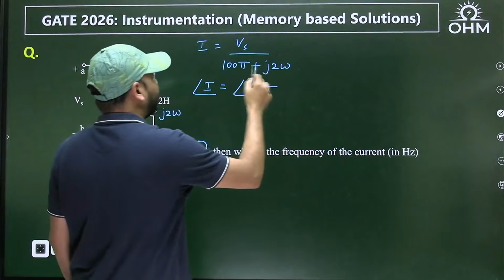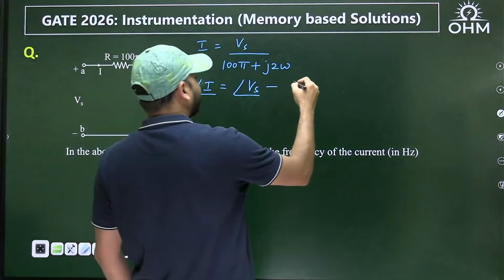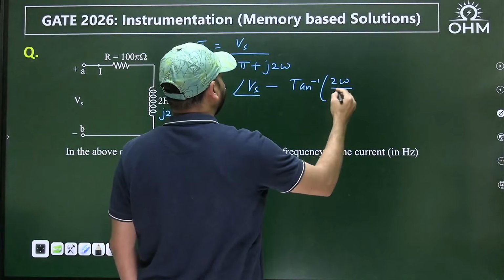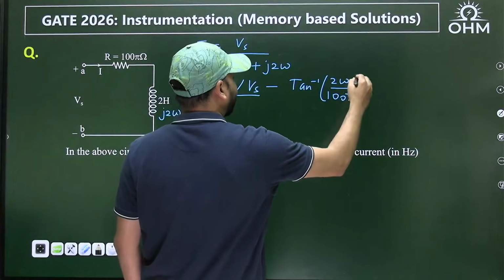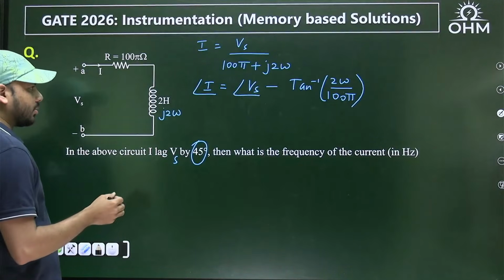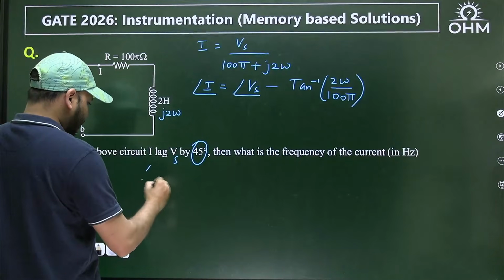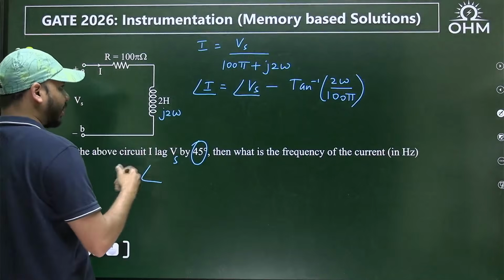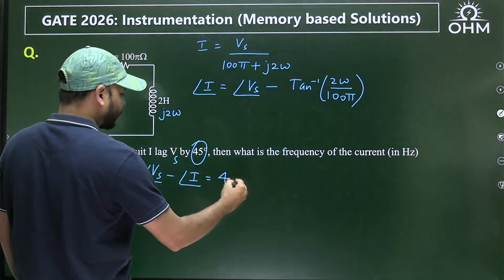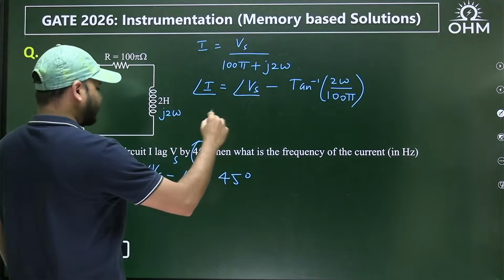So this angle of denominator will be tan inverse 2 omega by 100 pi. What is given in the equation? I lags Vs by 45. That means Vs leads I by 45, which means angle of Vs minus angle of I is 45 degrees.